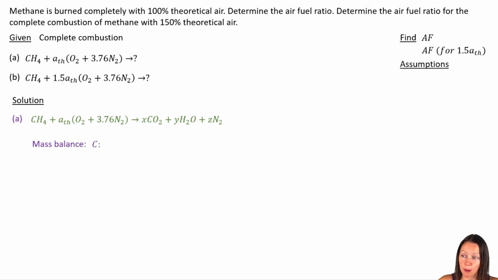All right, so I'm going to do a mass balance on each one of those elements. So for carbon, on the left-hand side, I've got 1 carbon, and that's in the methane, the CH4. And then on the right-hand side, the number of carbons that I have is X. So it looks like 1 is equal to X. Pretty simple. And now I'm going to do it for the hydrogen.